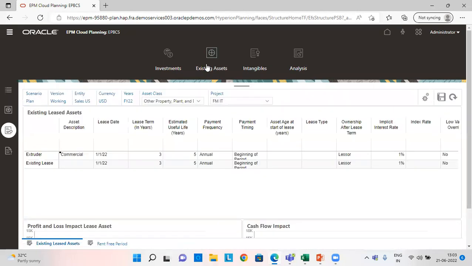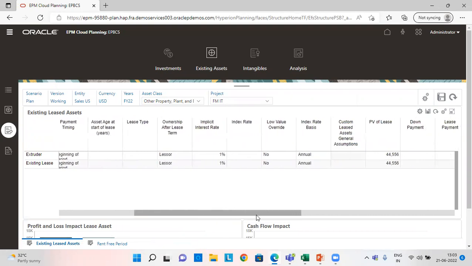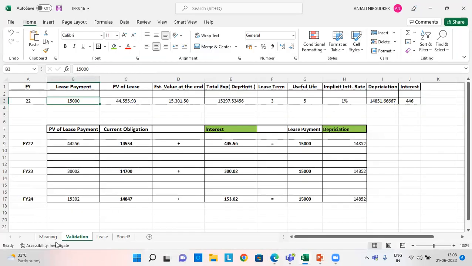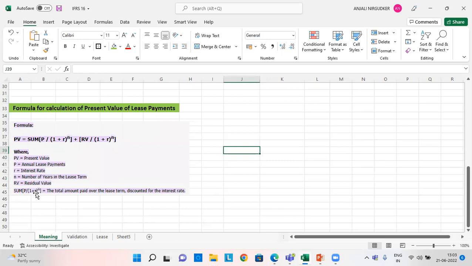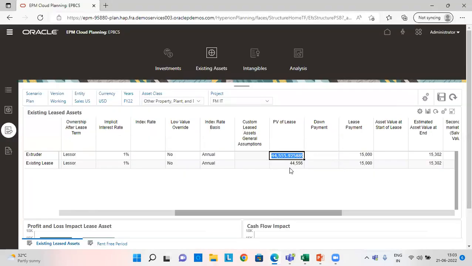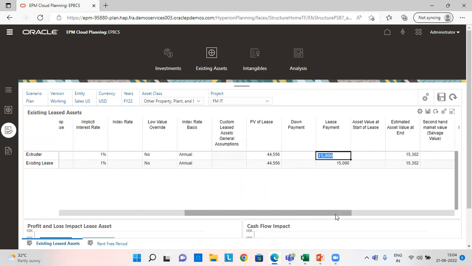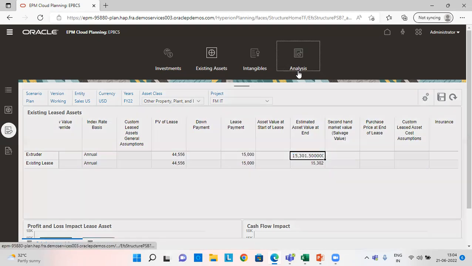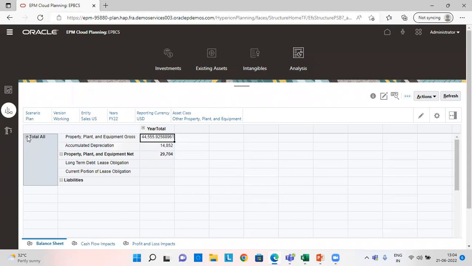Let's go to the existing asset first. The first figure we see is the present value of lease, which is calculated by the formula we just discussed: P divided by (1 plus R) to the power N. We do not have any residual value, so the application is calculating only on the basis of the lease payment, which is 15,000, the annual lease payment for the 3 years. And this is the estimated value at the end. Let's go to the balance sheet and validate the figures one by one.